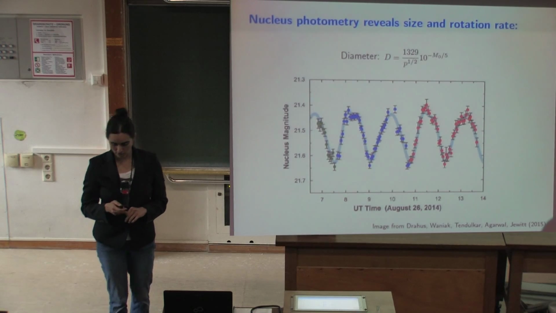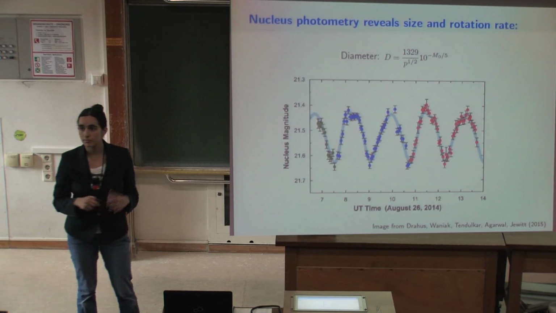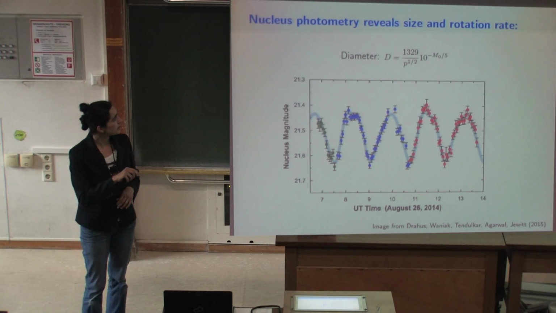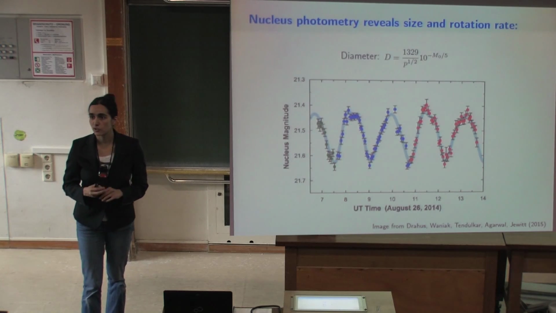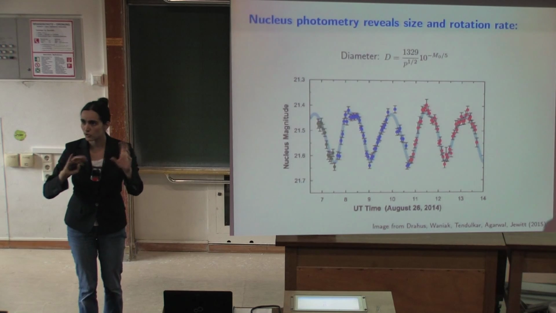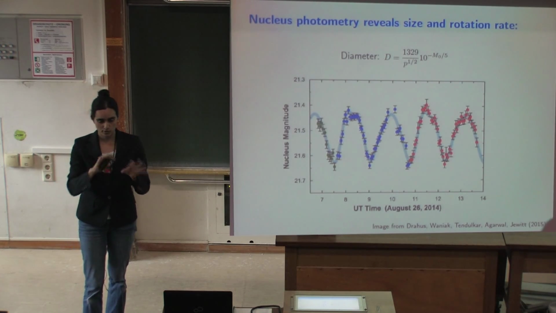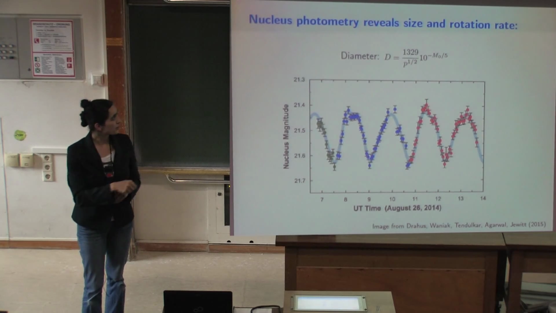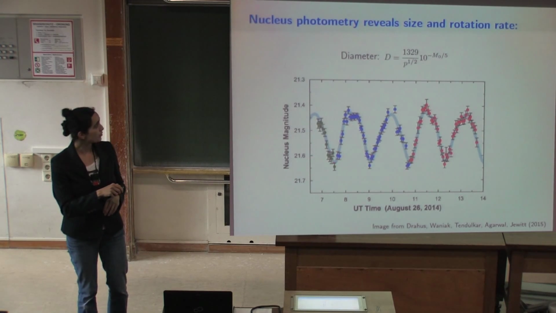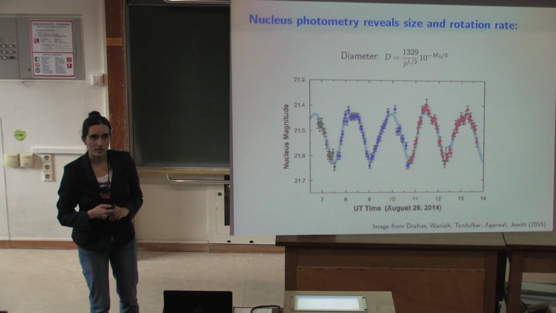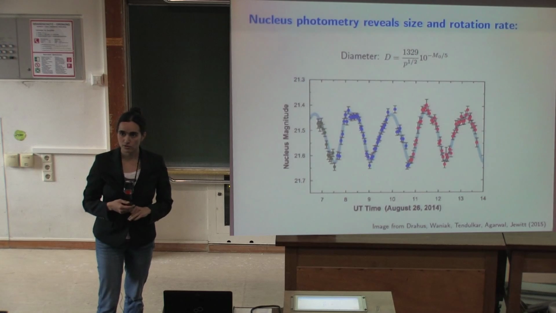The other thing is we can measure the nucleus magnitude as a function of time. So here we have a time series of about 7 hours, and you see it changes periodically. And this is because the nucleus is not a sphere, it's an ellipsoid or a more complicated shape. So when it rotates, you see the cross-section changing. And from this light curve, we can infer the rotation period. And this is something that would be very interesting for our future results.